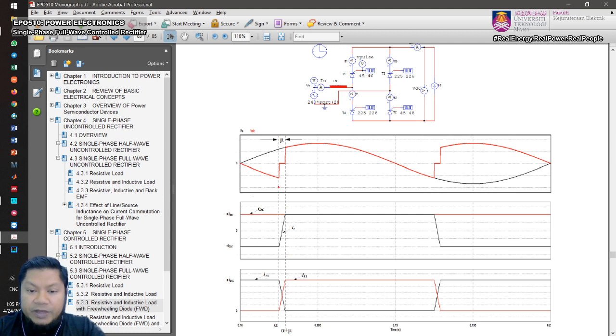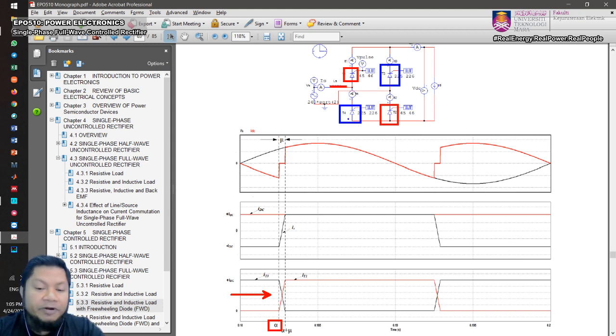whereby during negative, at this point, we have alpha at this particular point, isn't it? So this is your alpha when you trigger thyristor 1 and thyristor 2. Before that alpha, you're going to see that thyristor 3 and thyristor 4 are operating. They are on, isn't it? Without the source inductance, what happens is that the current will change state instantaneously.